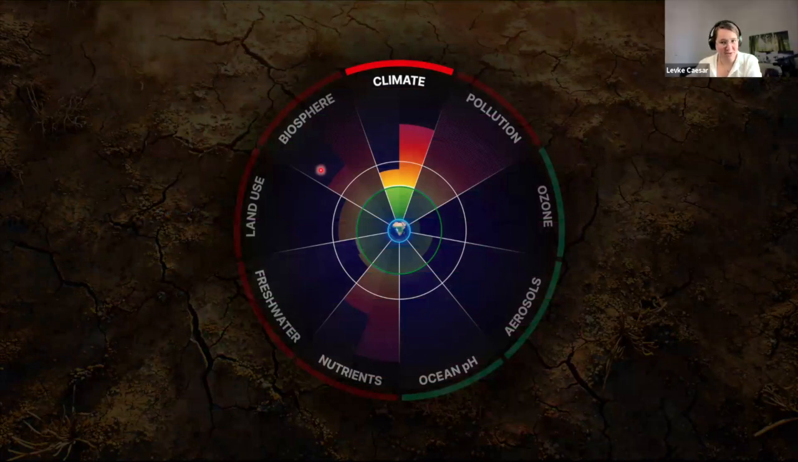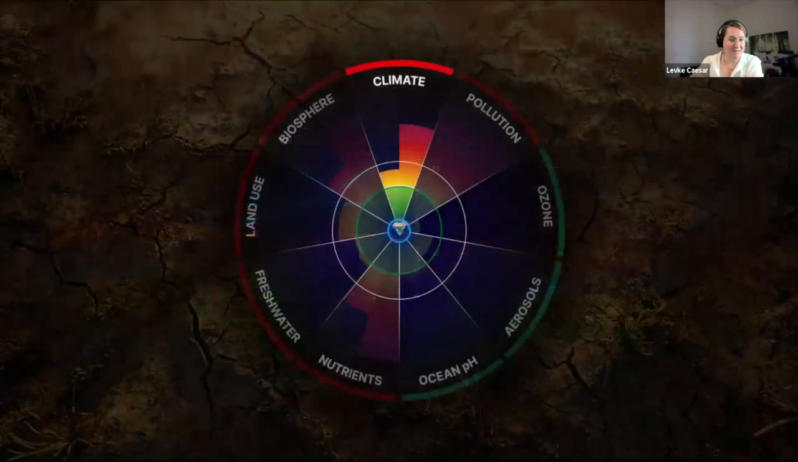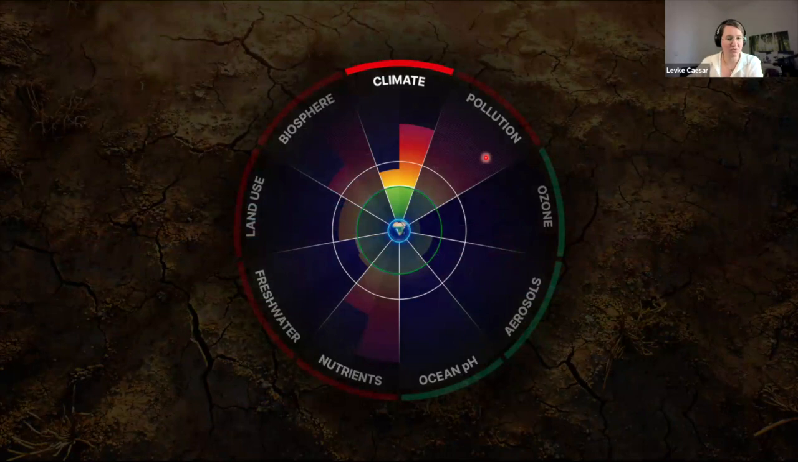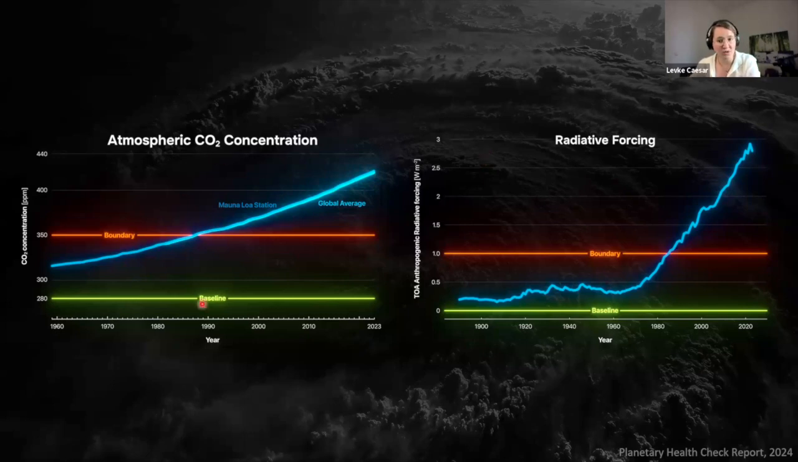I don't really have the time to go over all 9 planetary boundaries today, but I want to highlight a few of them, starting with the climate change boundary, because it's the one that is most closely linked to tipping points and elements. Here you can see the time series of the 2 control variables. For climate change we're using, on the one hand, the atmospheric CO2 concentration, which, as many of you might know, is measured in parts per million.